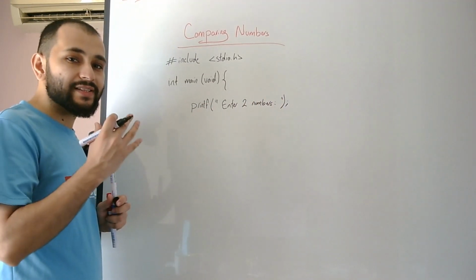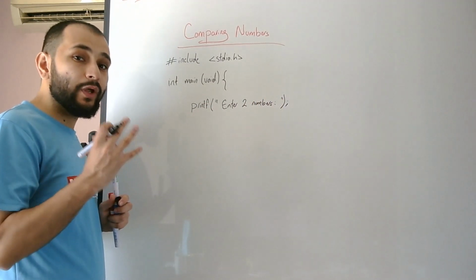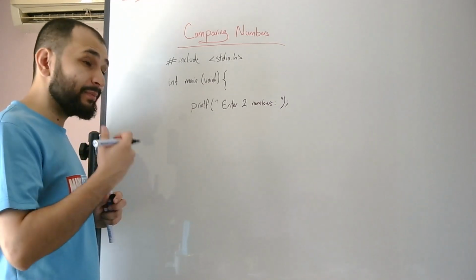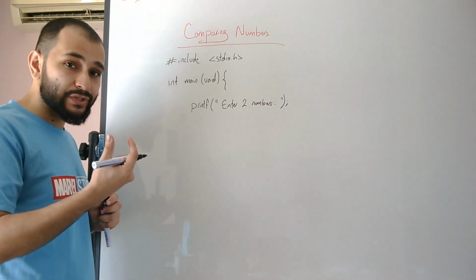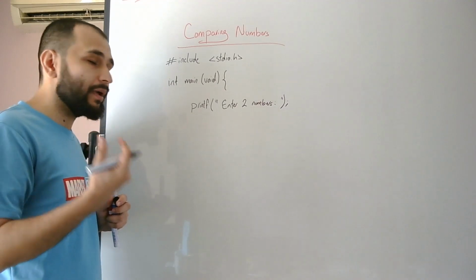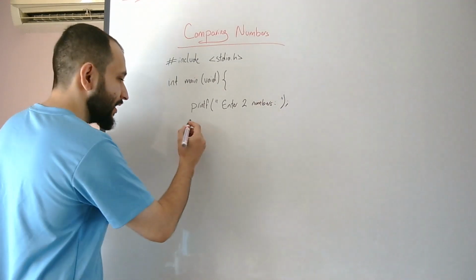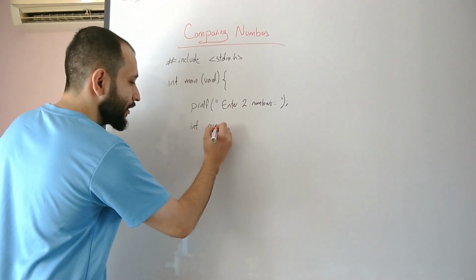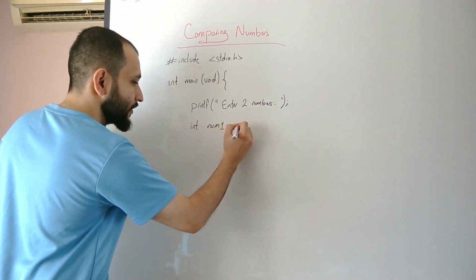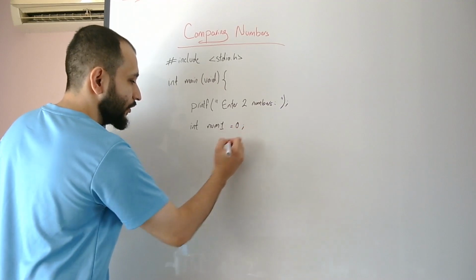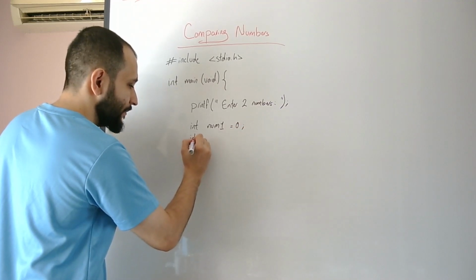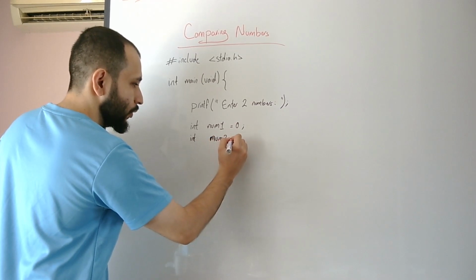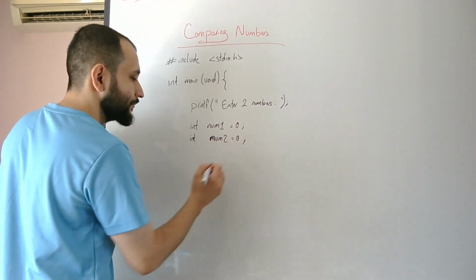Once the user has entered those two numbers, we want to read them using the scanf function, but before that we need variables to hold those two numbers in memory. So we can create two variables. Int num1 is equal to 0. We will give it an initial value of 0. Int num2 is equal to 0.